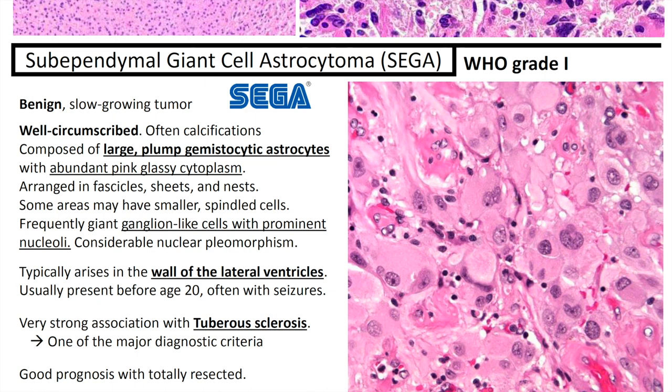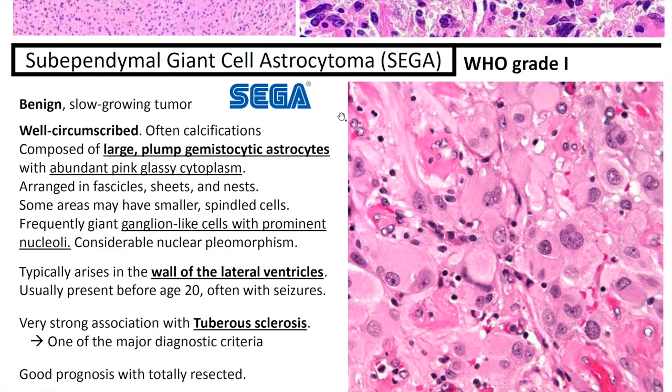It's arranged in fascicles, sheets, and nests, with some areas that may have smaller spindled cells. Frequently, there are giant ganglion-like cells with prominent nucleoli, which is what we see here. There's usually considerable nuclear pleomorphism, and SEGAs typically arise in the wall of the lateral ventricles. Usually present before age 20, often presenting with seizures, and there's a very strong association with tuberous sclerosis.